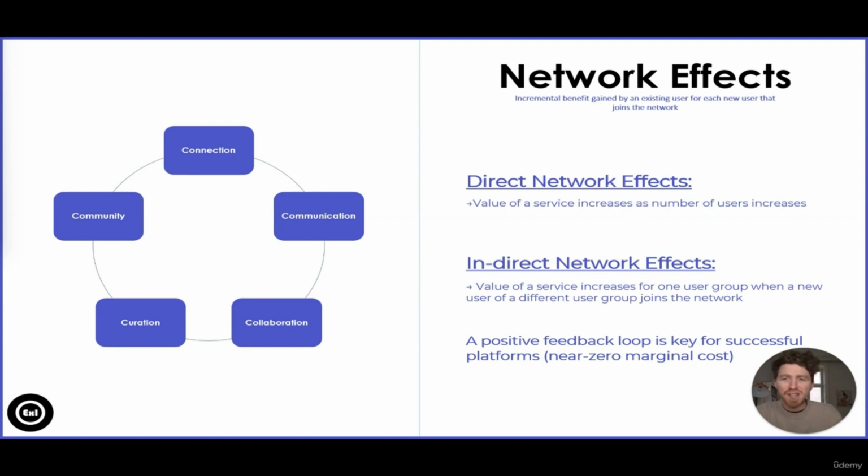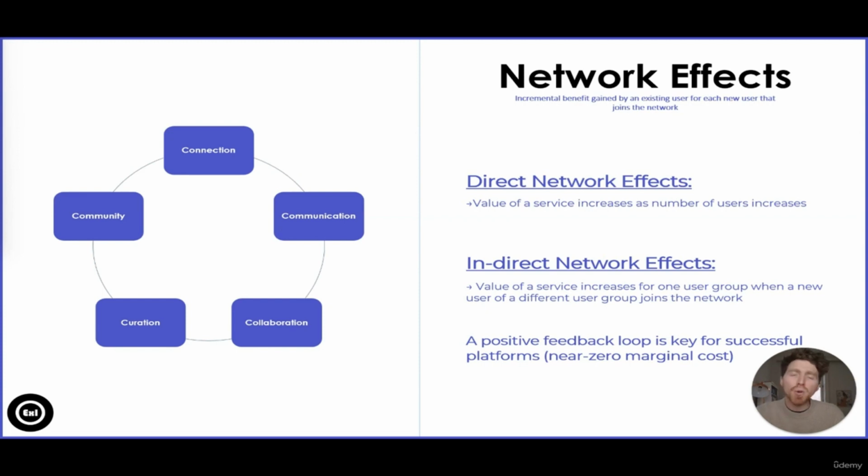On the left side, you see the concept of the 5 C's, which are very crucial for platform businesses. Connection. A platform business needs to be able to connect the participants within the network. Communication. These participants need to be able to communicate via text or audio and so on. Collaboration. People want to collaborate within networks, building Facebook groups or having a common interest they want to work on together.